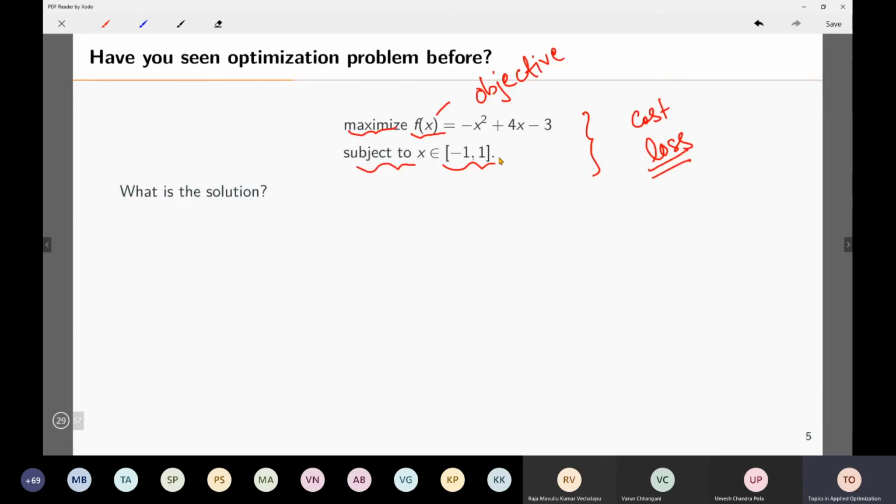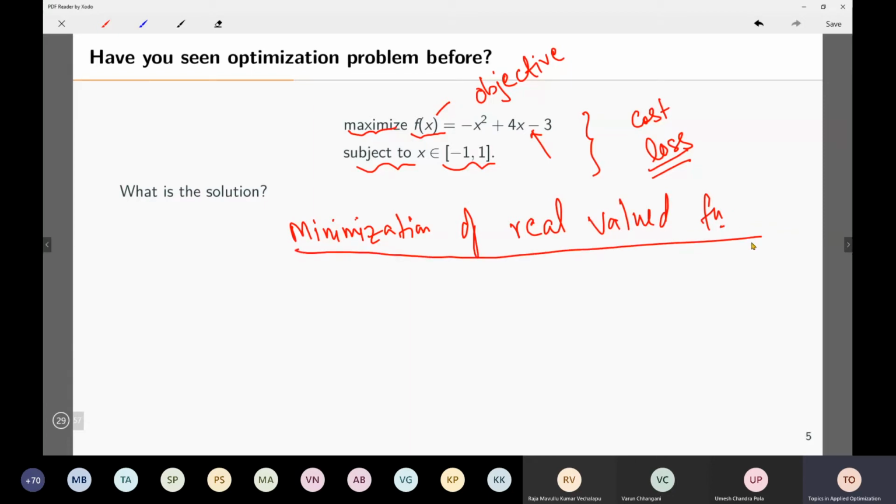So how would one go about solving problems like this? Let us recall from our previous knowledge how we were solving optimization problems before. Minimization, let us say, of a real valued function. A real valued function is a function that gives real values, so the output is real. So the functions of the type R to R, where R is the real number set. So this is the case here.